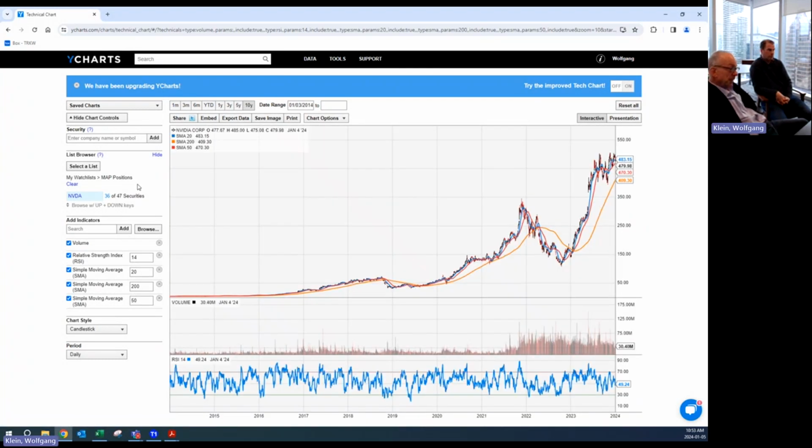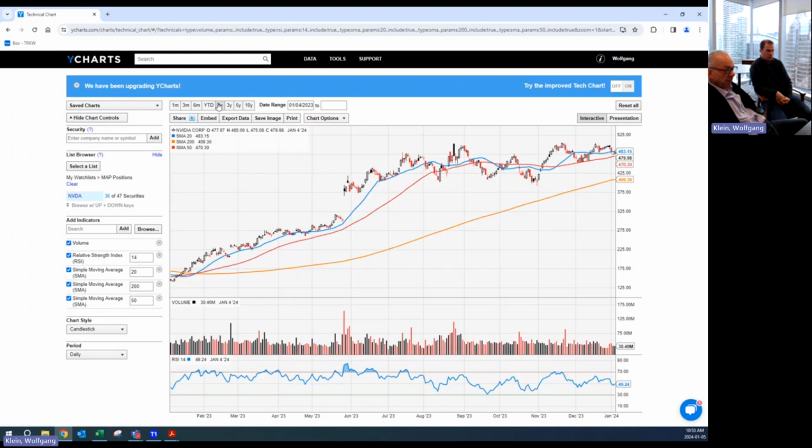NVIDIA, semiconductor stock, AI stock, darling of last year. We traded it, made a lot of money. I bought a small position back just to be at the party. It's holding in this year. I wasn't sure if it was going to have carryover from last year.